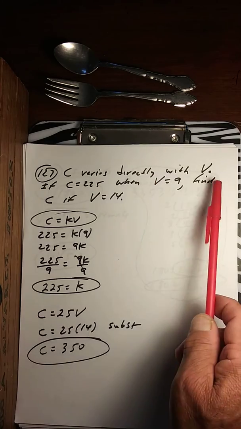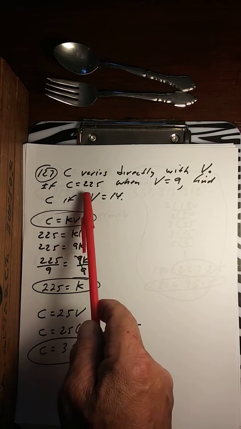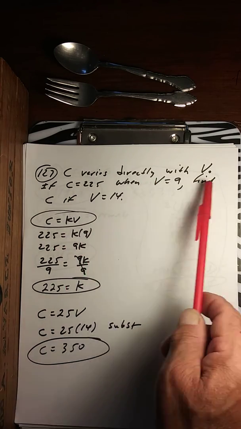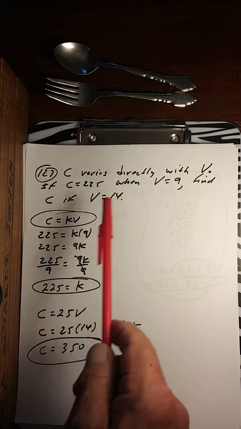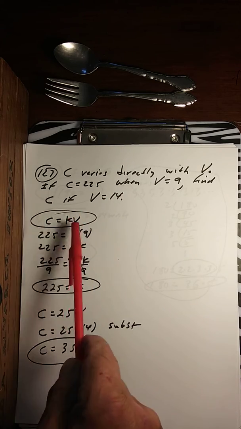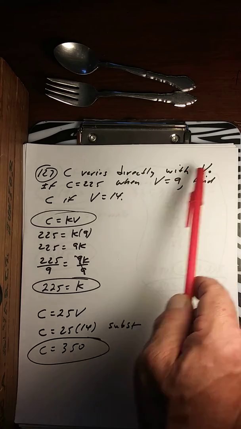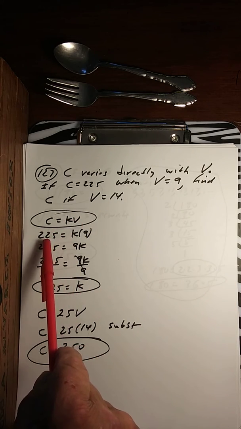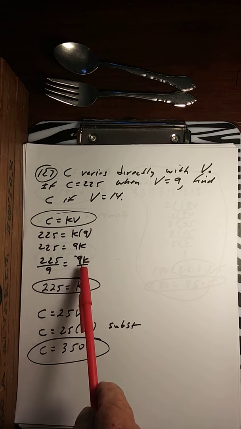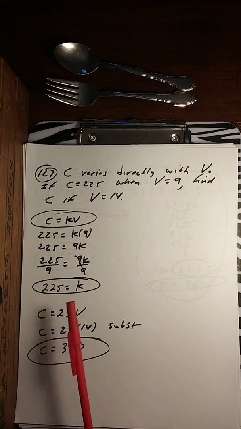C varies directly with V if C is 225 when V is 9. Find C if V is 14. First, let's find k. C varies directly with V, so C equals kV. Put in the numbers we know: 225 and 9. Divide by 9, divide by 9.